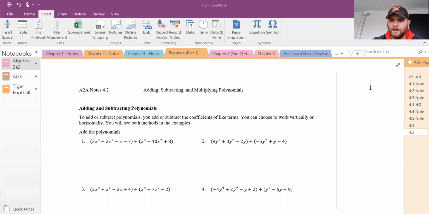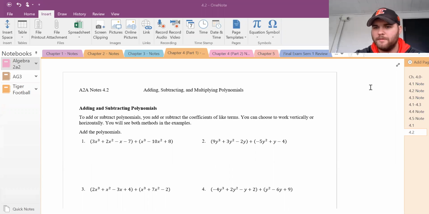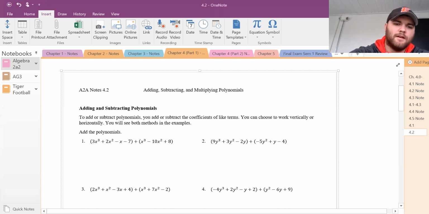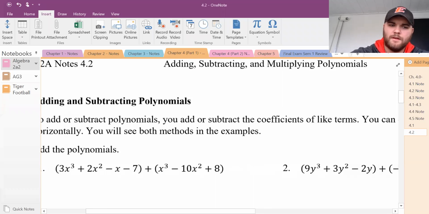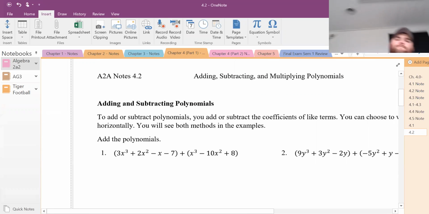All right, so 4.2 is probably the easiest section of chapter 4. Let's flip to OneNote. 4.1 was just straight up polynomials. We had to identify polynomials, and state the degree, leading coefficient, the end behavior, all that good stuff. Now, let me get set up here.